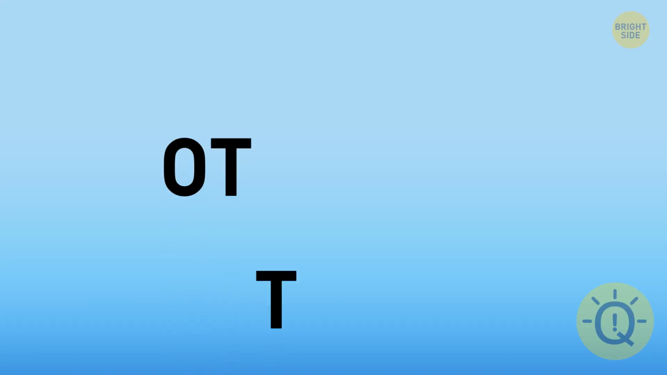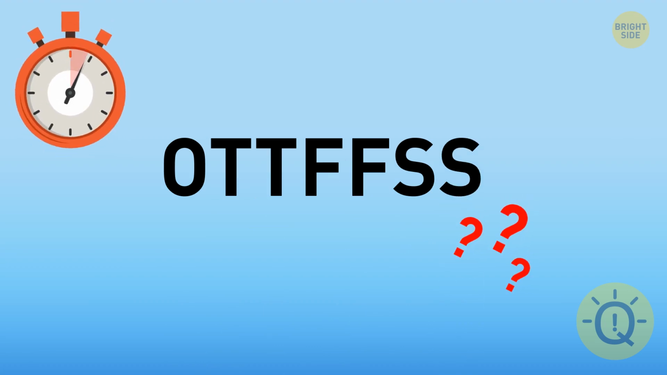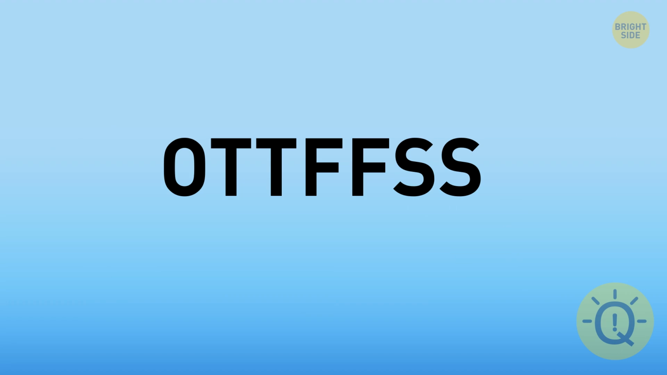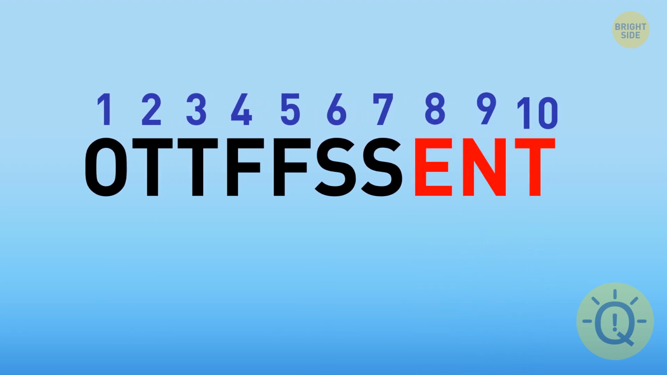Alright, take a look at the sequence of letters. What are the next 3 ones? Each of the letters is the first one of the numbers from 1. O stands for 1, T for 2, T for 3, F for 4, F for 5, S for 6, and S for 7. Then there must be E for 8, N for 9, and T for 10. And that's today's alphabet lesson.